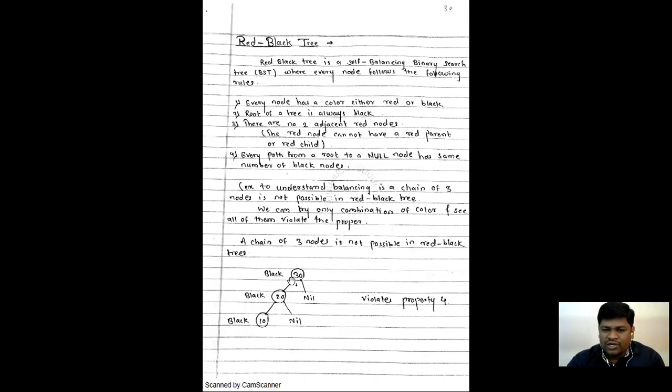Is a rule violated here? What is the fourth rule? Every path from the root to null nodes has the same number of black nodes. Is it the same number of black nodes? No.